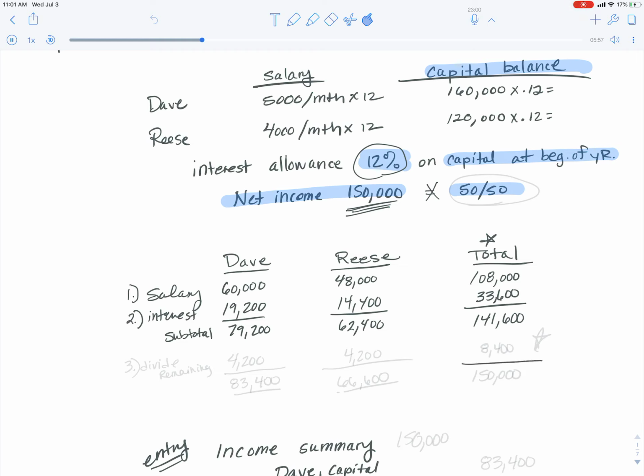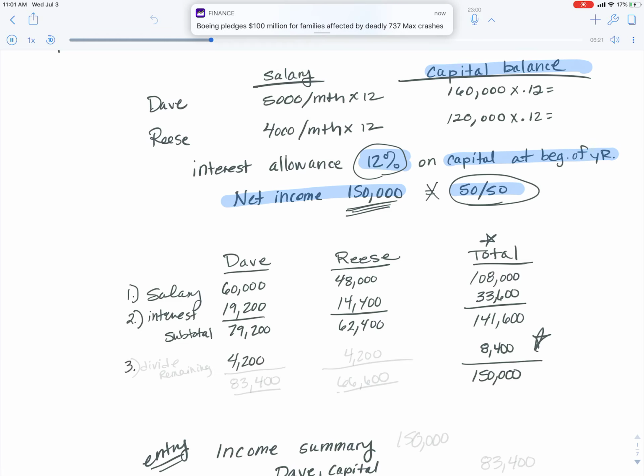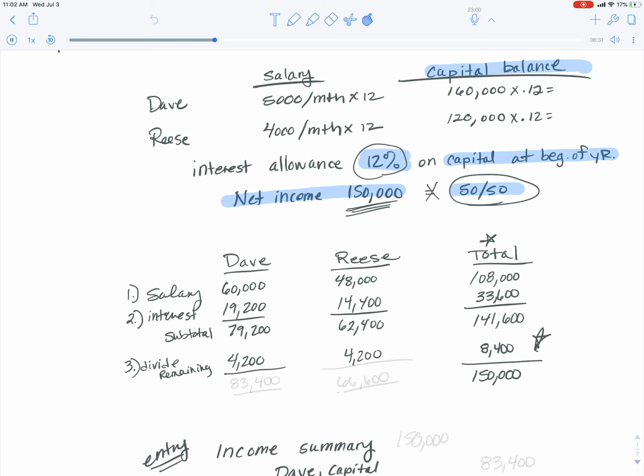So this is when you back into it. You back into it by saying, I want this column to equal 150. So I need to determine what number I'm splitting that's remaining. Well, that's $8,400 more we haven't given away yet of our net income. The partnership agreement says divide remaining 50-50, so they're going to split this equally between the two of them, $4,200 and $4,200.